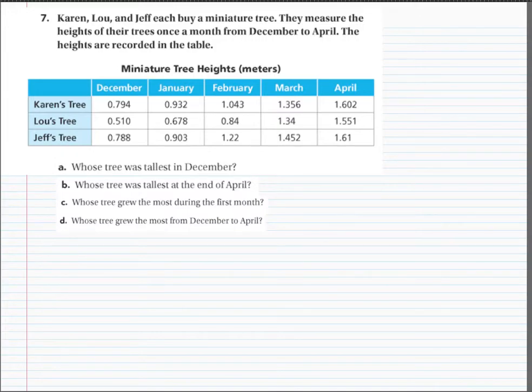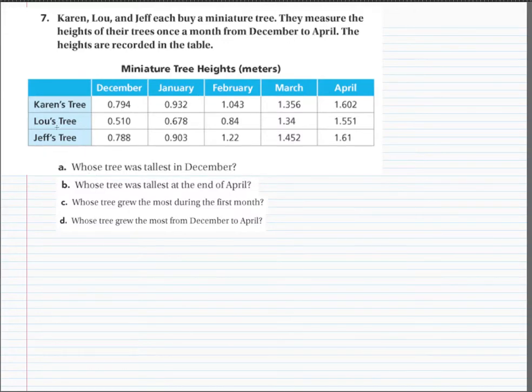I'm going to go over the homework that I assigned on Tuesday, March 4th, and it was due on Wednesday, March 5th. It's some ACE problems for Investigation 1. So for question 7, it says Karen, Lou, and Jeff each buy a miniature tree. They measure the heights of their trees once a month from December to April. The heights are recorded in the table.